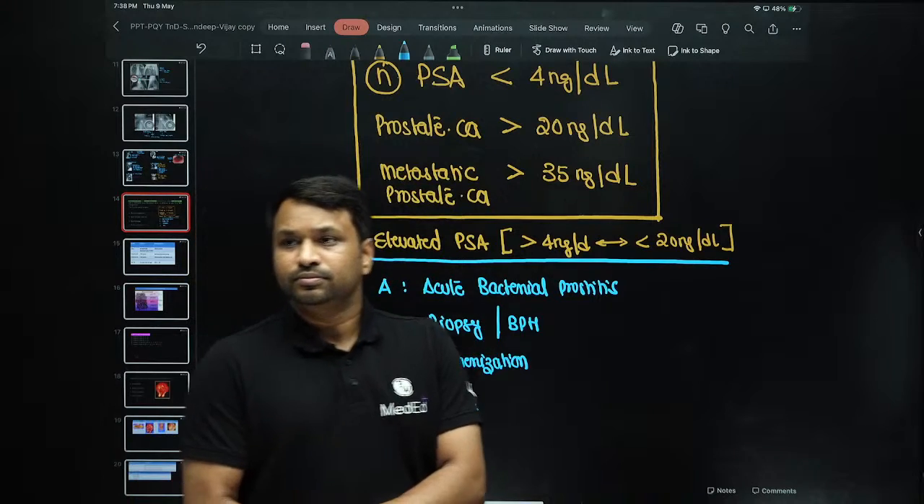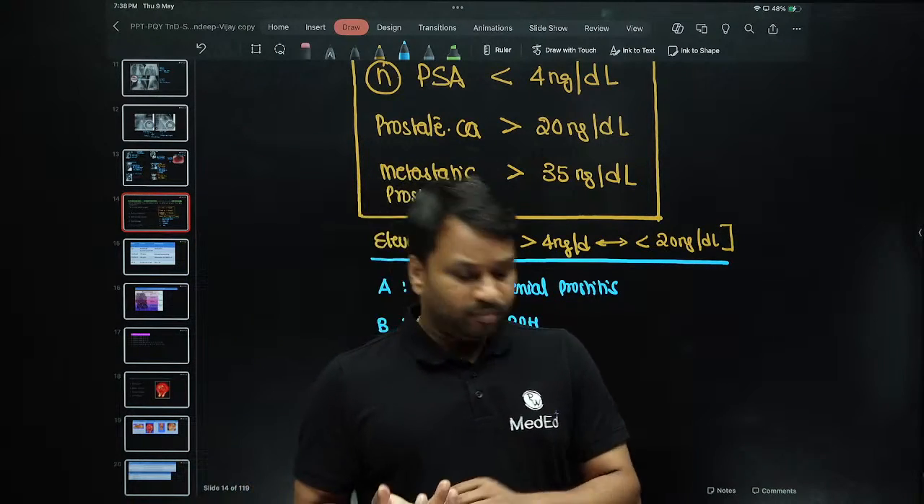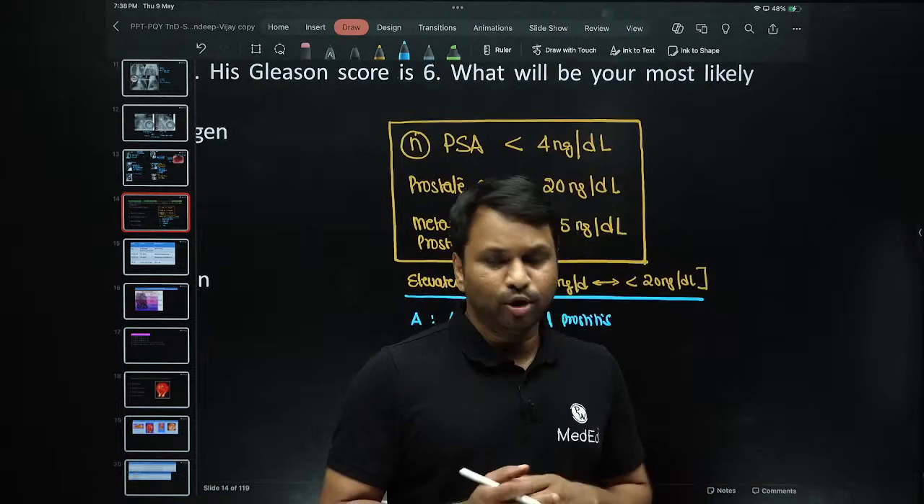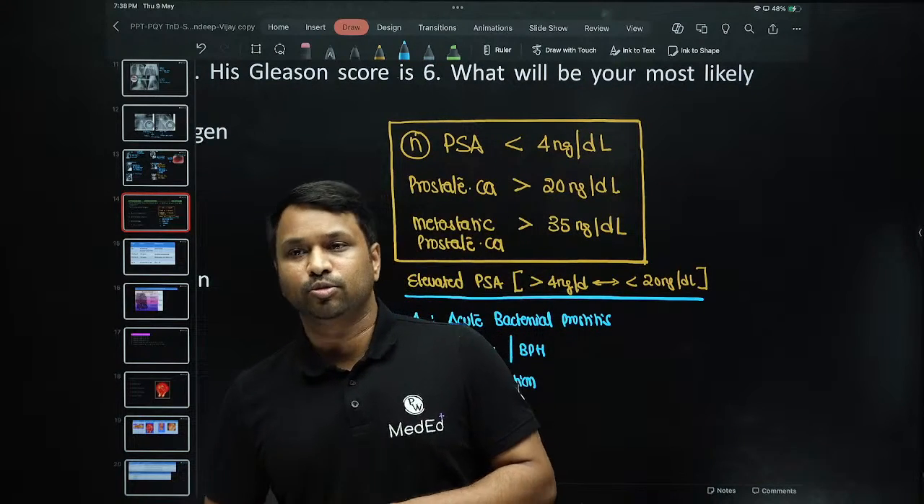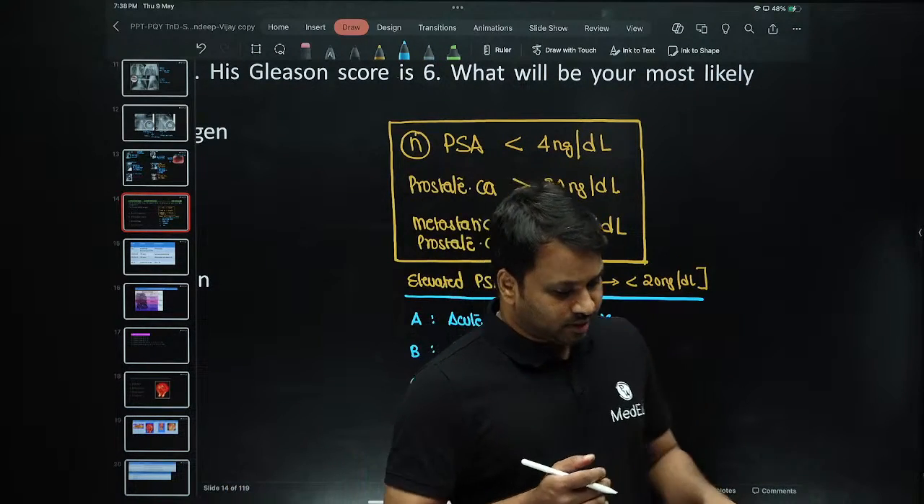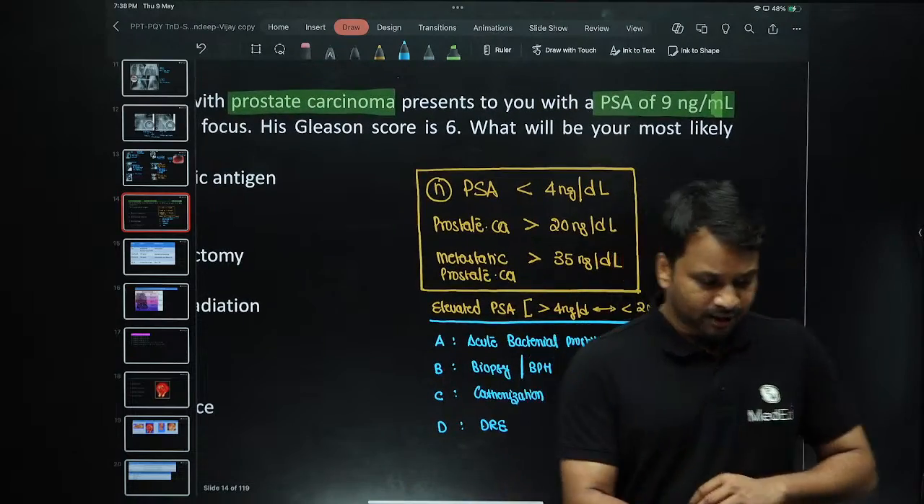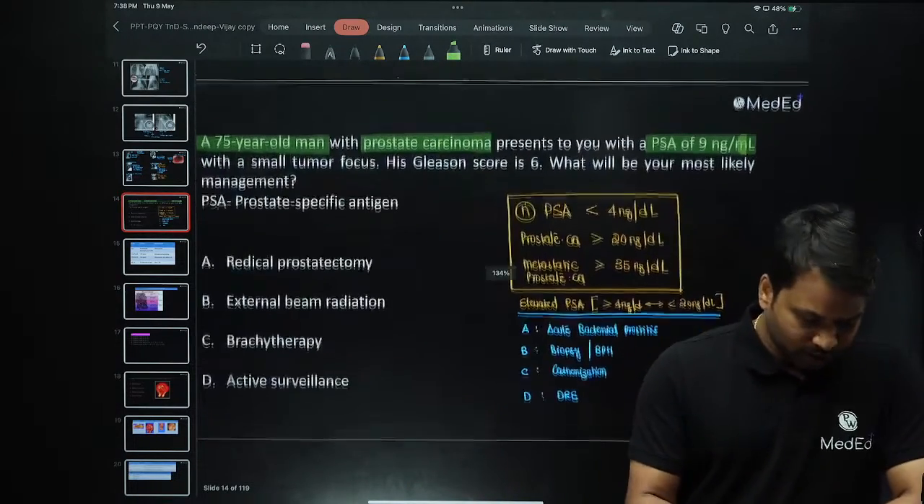Now, a PSA less than 4 is considered to be normal, until 3.9 is considered to be normal. So, these are the components of PSA in general. Let's move on with the question.